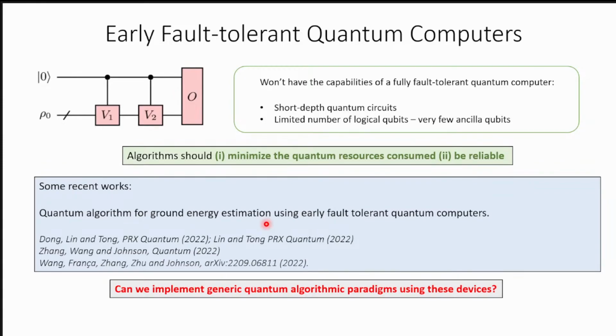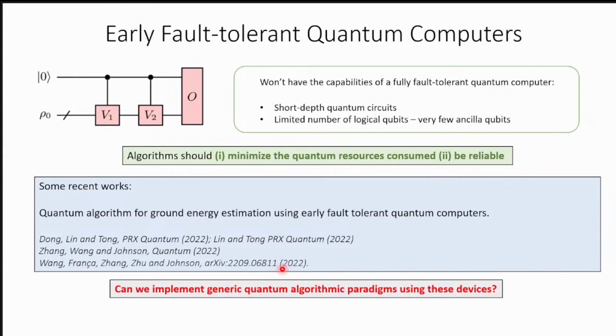All right. So the question that we are going to ask in this talk is, all right, so there are these limitations for early fault-tolerant quantum computers, but even then, can we leverage these systems to implement generic quantum algorithmic paradigms? So what I mean here by generic quantum algorithmic paradigms is that, if you look at the field of quantum algorithms, there are a few quantum algorithmic techniques that seem to be appearing at many places.